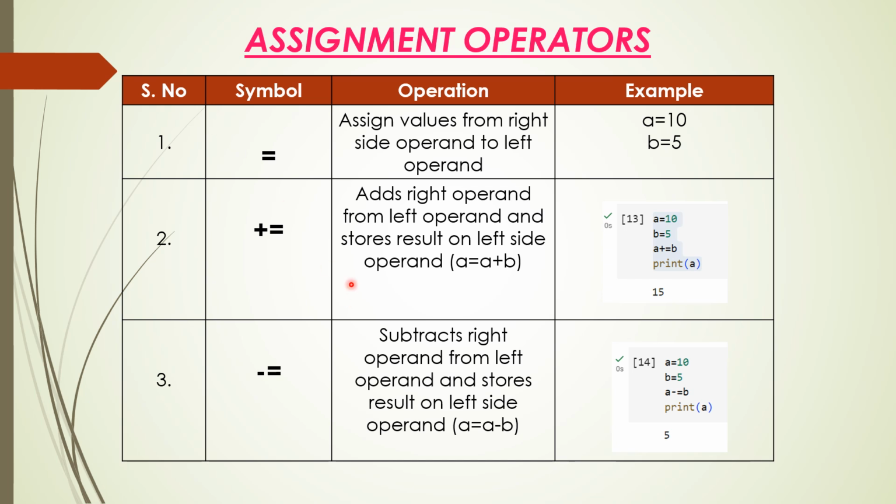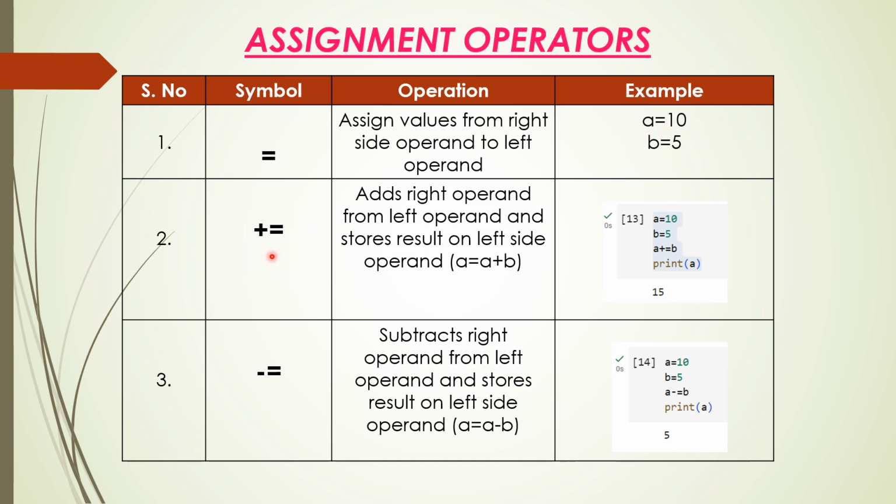Next is the assignment operators. In the assignment operator, we assign a value from the right to the left operand. So if I have a equal to 10, I am assigning the value of 10, which is on the right side, to the left operand, which is a. Likewise for b, equal to 5.